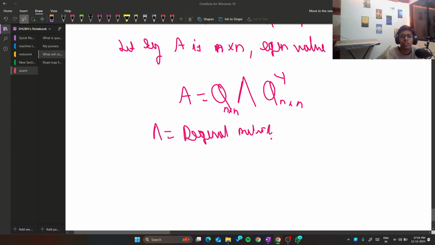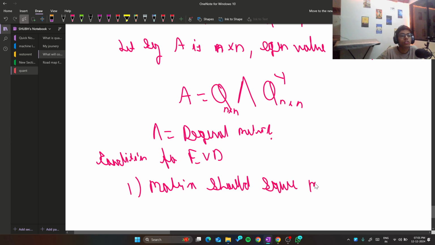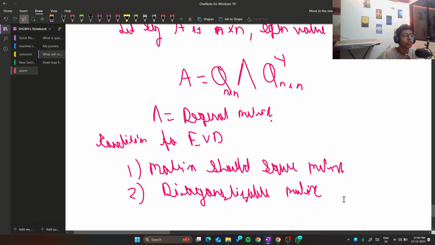So let's see the conditions for EVD. The first condition, as we have stated, is that the matrix should be a square matrix. And we should have a diagonalizable matrix. It means a matrix that can be diagonalized, that can be converted into its diagonal form, and it is not true in all cases. Not all matrices can be diagonalized. So that is a thing one should remember. So, diagonalizable.